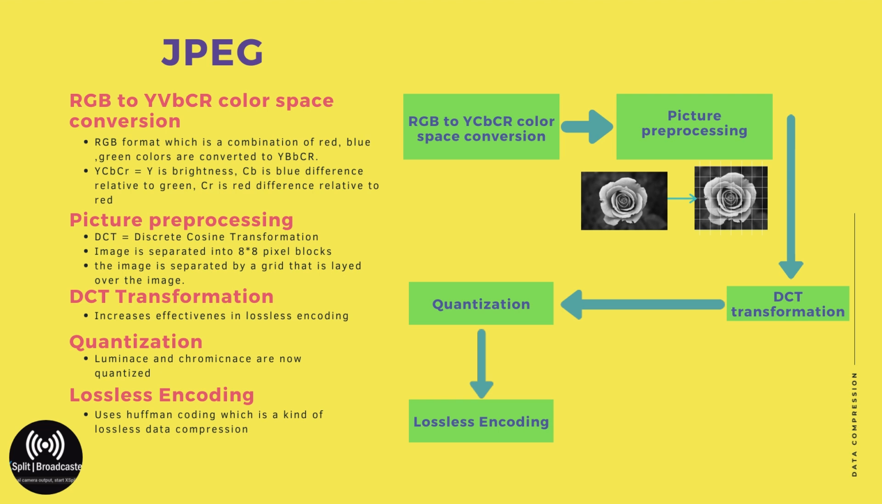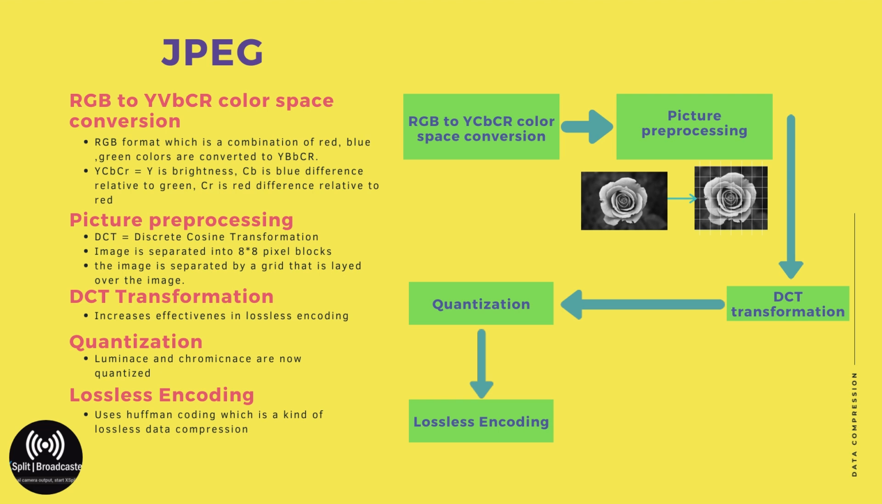Second is picture pre-processing, wherein the grayscale photo will be separated into 8x8 pixel blocks. This means that each block has 8x8 pixels, which is 64 pixels in one block. This causes a grid pattern on the image.